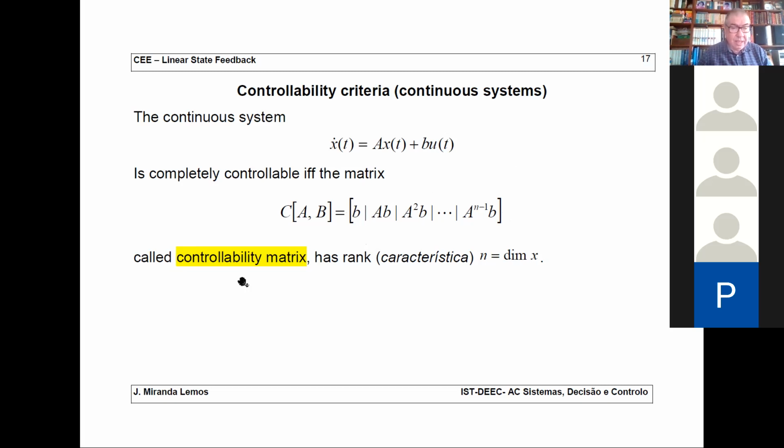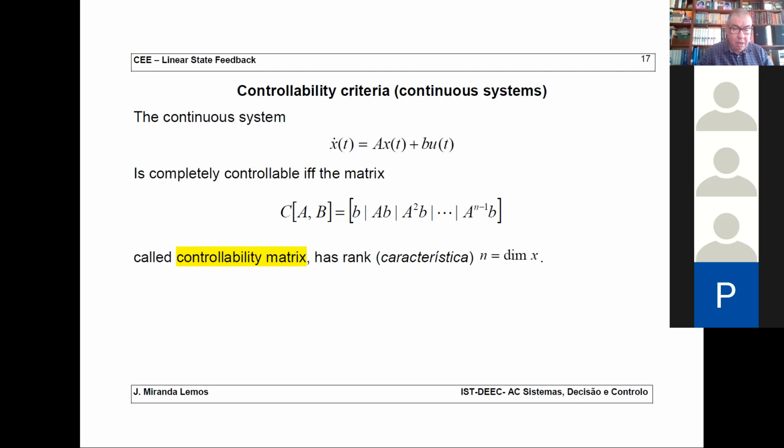Okay? Now, the pair AB will be controllable if the rank of this controllability matrix is equal to the dimension of the state. So this state realization is completely controllable if and only if this matrix has rank equal to the dimension of the state. Any question?